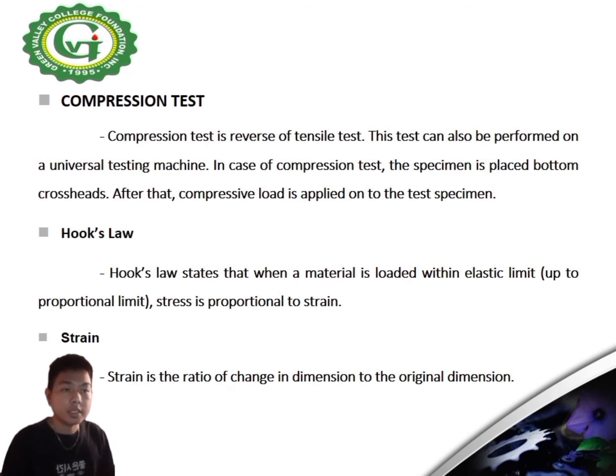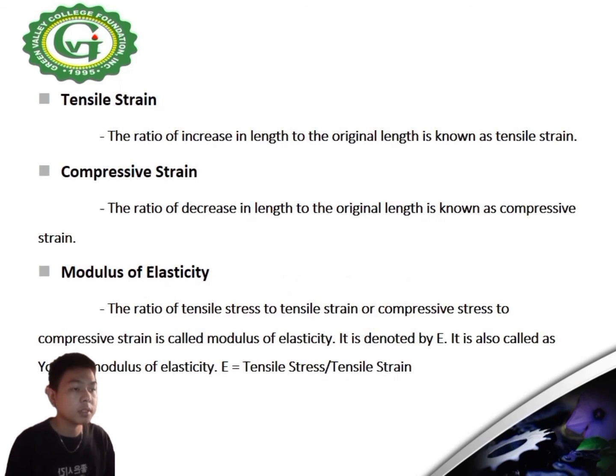Next is strain. Strain is the ratio of change in dimension to the original dimension. So strain is the deformation of a material from stress. It is simply a ratio of the change in length to the original length. Next is tensile strain. The ratio of increase in length to the original length is known as tensile strain. In other words, tensile strain is produced when a body increases in length as applied forces try to stretch it.